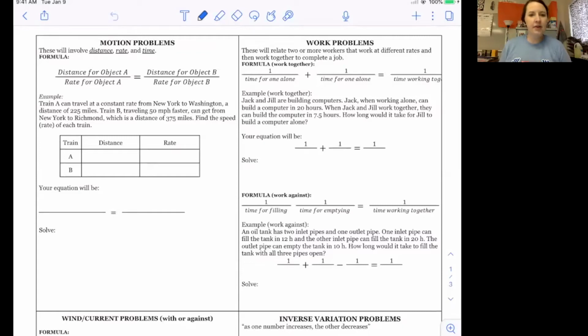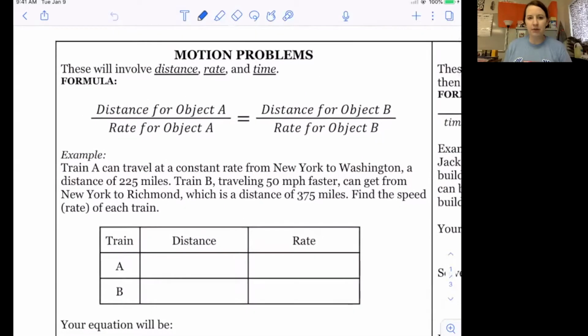Hey everyone, today we're going to look at some word problems for rational functions. So we are going to formulate, meaning we're going to read through the word problem, use some sort of formula to create an equation, and then we're going to solve that equation. So the first type of problem we're going to look at is motion.